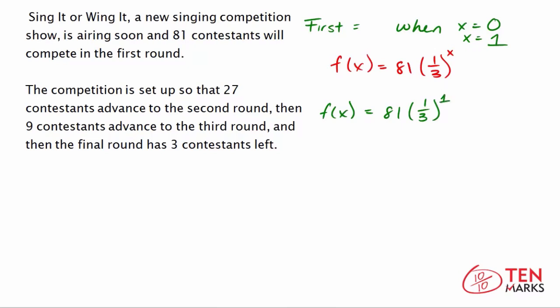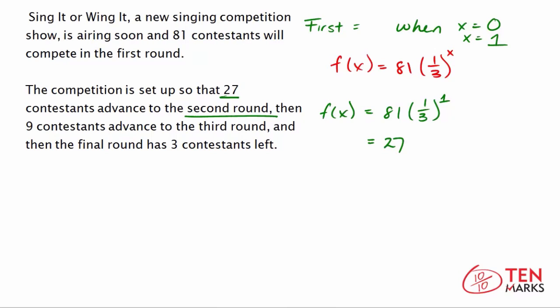So we're going to raise this to the power of 1. When you evaluate this function, you get 27. So this means that 27 contestants should be in the second round. The competition is set up so that 27 contestants advance to the second round. Okay, so cool. This confirms what we see in the information from the problem, and we know that the formula is behaving as it should.